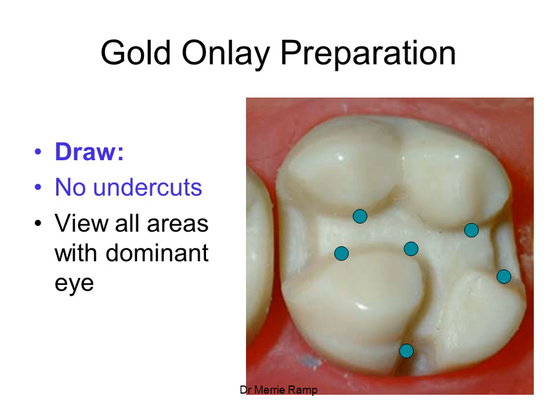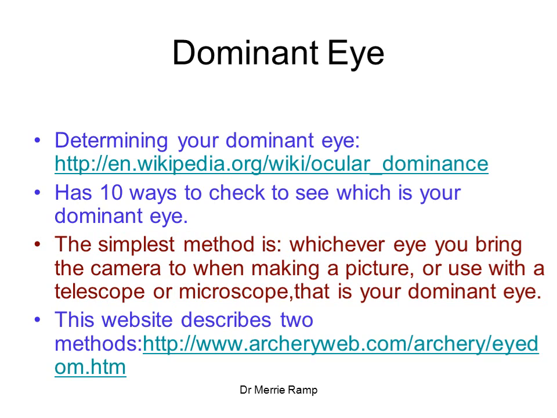There are several ways to determine your dominant eye. For the hunters in the class, you probably already know which eye to use for most accurate line of sight. The simplest method is, whichever eye you bring the camera to when making a picture, or use with a telescope or microscope, that is most likely your dominant eye. These two websites describe further what eye dominance means and many ways of verifying your dominant eye. This method is found in an archery webpage. Let's do this one together.